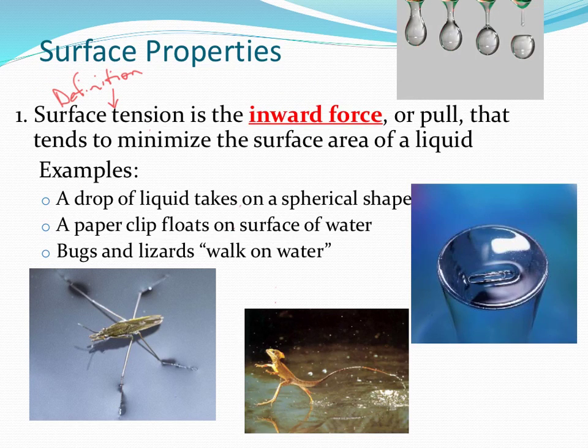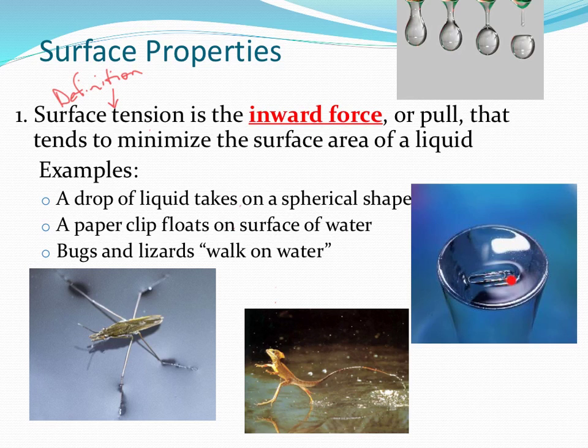Here's one of the new properties. This one is surface tension, and here's your definition. It's the inward force or pull that tends to minimize the surface area of a liquid. In other words, it's what holds the liquid surface together. For example, when you have drops of water, because it has high surface tension, they tend to make a spherical shape as the surface tries to completely pull inward.